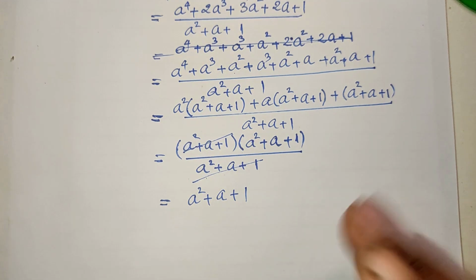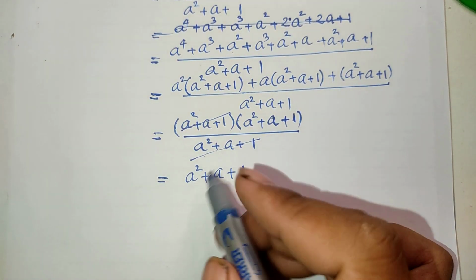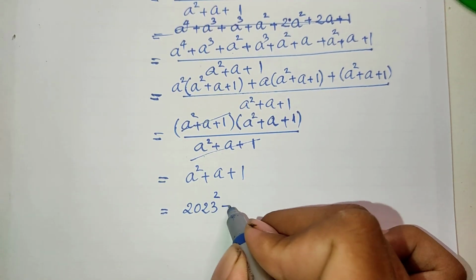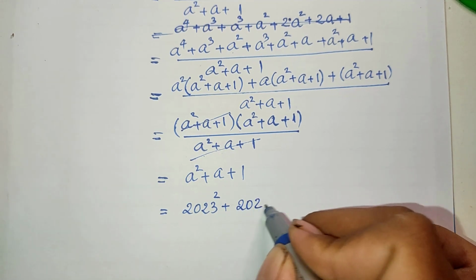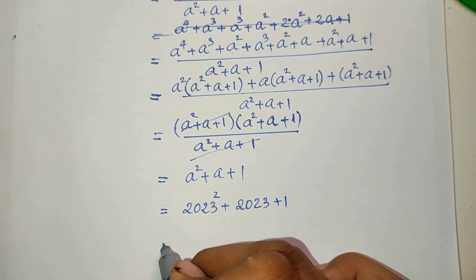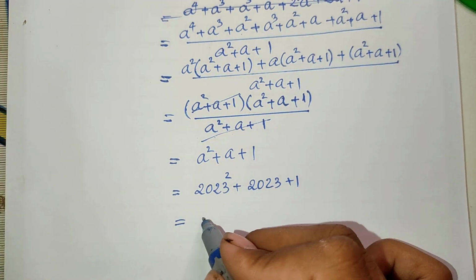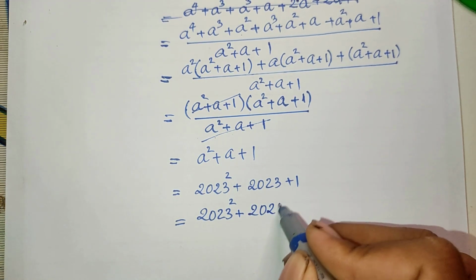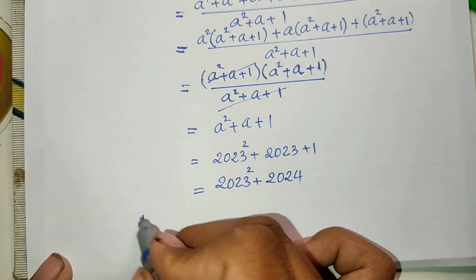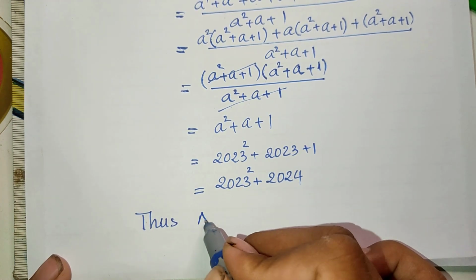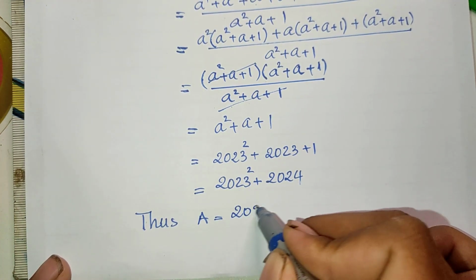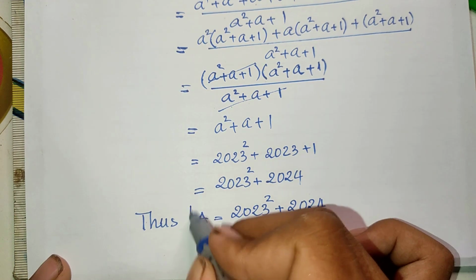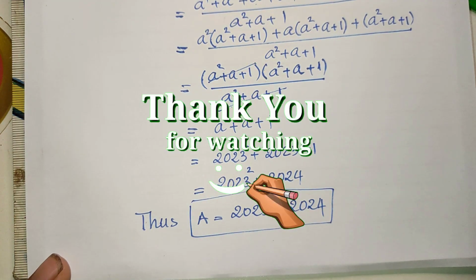So we get it is equal to a squared plus a plus 1. And so now we replace a by 2023, so we get 2023 squared plus 2023 plus 1. So it equals 2023 squared plus 2024. So thus we get the value of expression A is equal to 2023 squared plus 2024, is our solution.